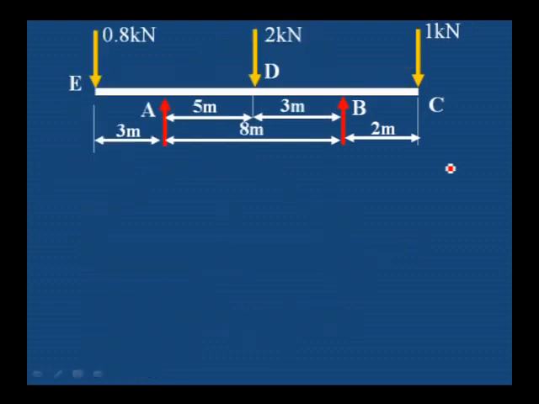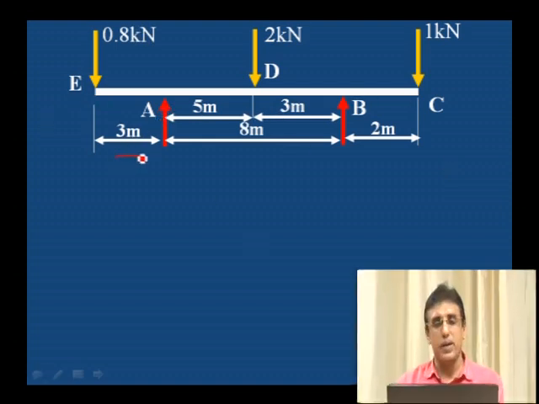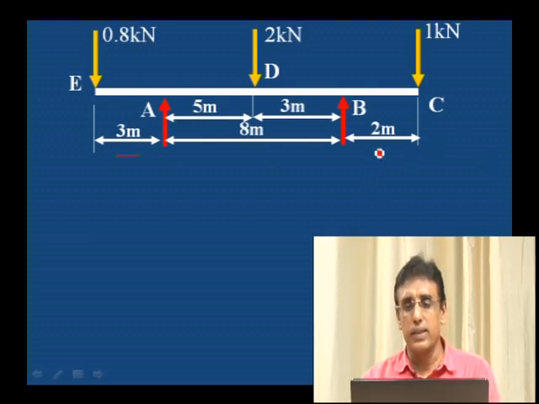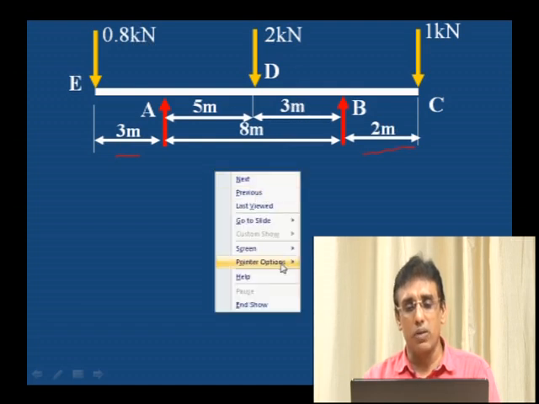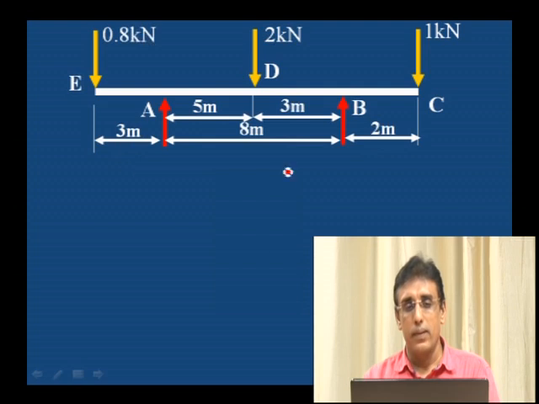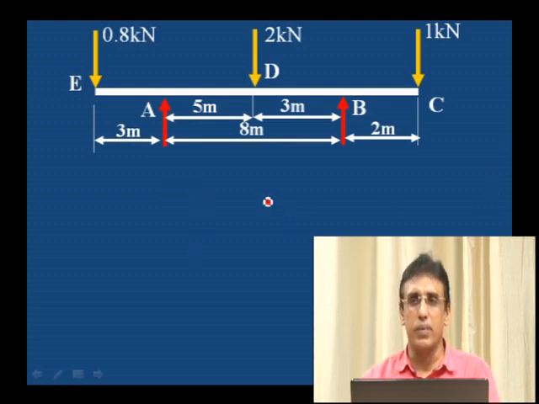Let us take the next, the double overhanging beam. You can observe here why it is called a double overhanging beam. It is extended from A on the left side by 3 meter and on the right side by 2 meter. Both sides it is extended. That is why this type of beam is called a double overhanging beam. Here you should be a little careful when calculating the reactions. Once the reaction is calculated, it is easy to calculate the shear force and bending moment.